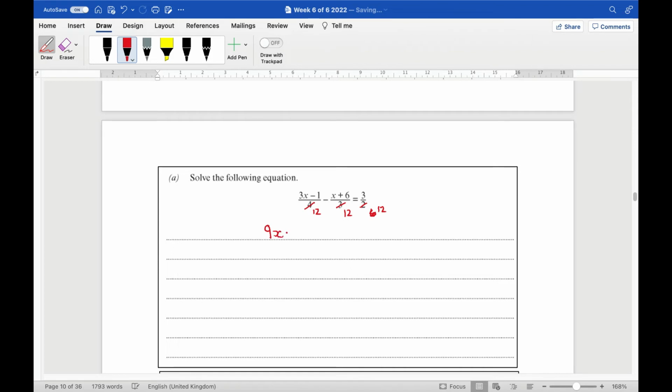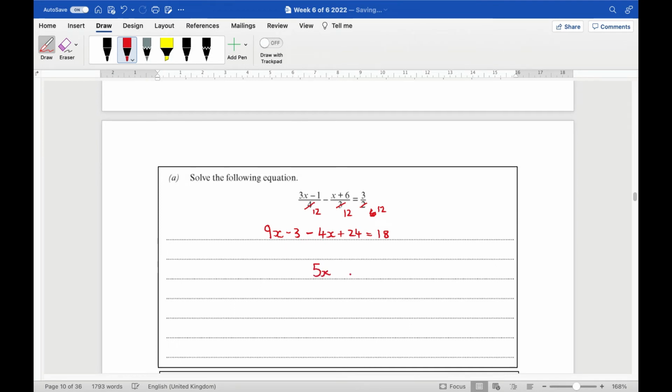So it becomes 9x minus 3. Minus, that's what's next. The top here needs to time by 4. 4x plus 24, all of it times by 4, equals the top here needs to times by 6, 18. At that point, because these would all be fractions over 12, we can now get away with not writing the bottom. So simplify.